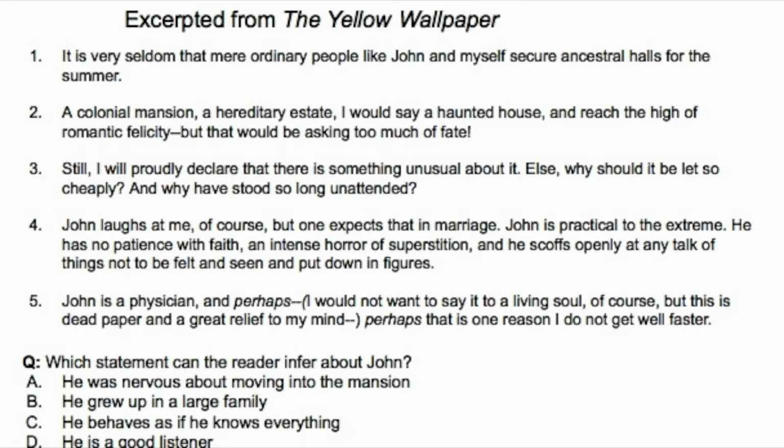Okay, so the next question is, which statement can the reader infer about John? A, he was nervous about moving into the mansion. B, he grew up in a large family. C, he behaves as if he knows everything. Or D, he is a good listener. So as always, you can pause the video, take your time, and I want you to try to get the right answer to this question.